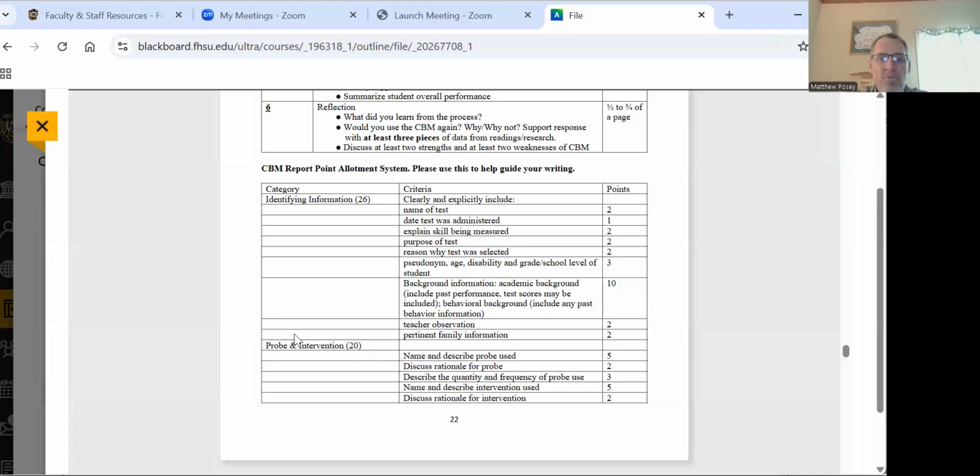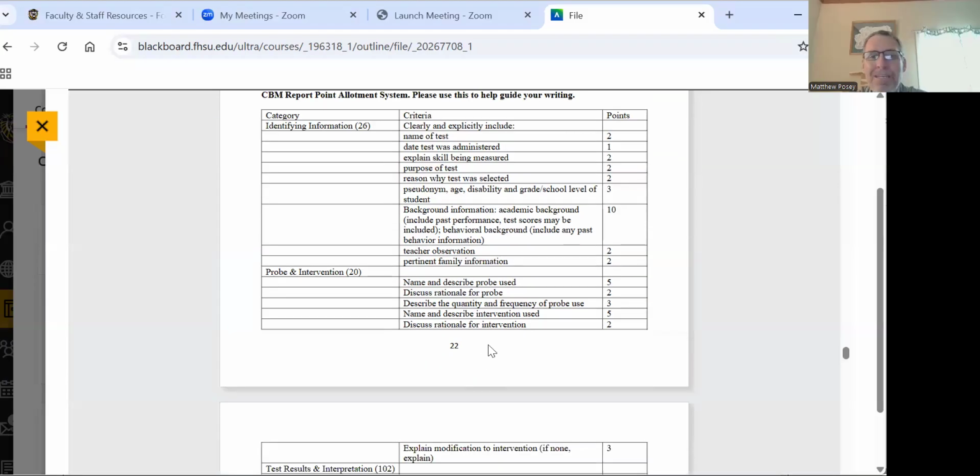The next section is one of our new ones, probe and intervention. It's going to ask you to name and describe the probe. The probe is simply the assessment. Probe is just a new term we're using. We're going to describe that test or that probe, the rationale for using that specific probe, your reasoning for it. Describe the quantity and frequency of the probe. How long was it? How long did it take to do the probe? How many times did you administer that probe? Then just give a little description of it.